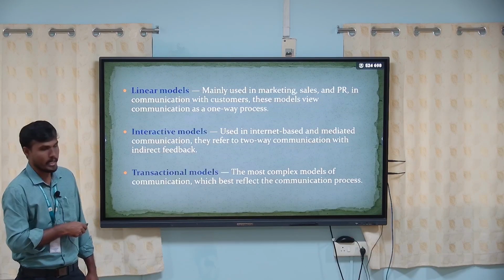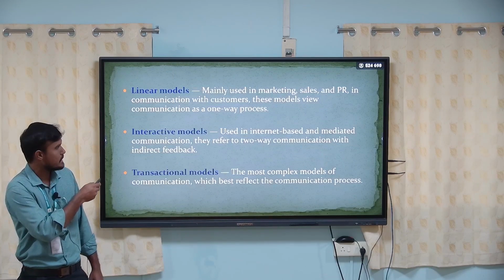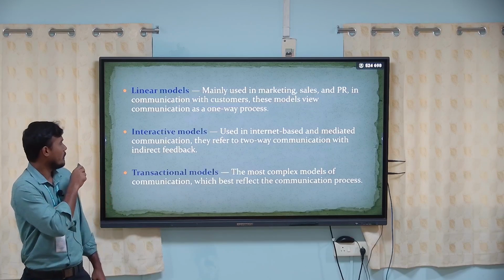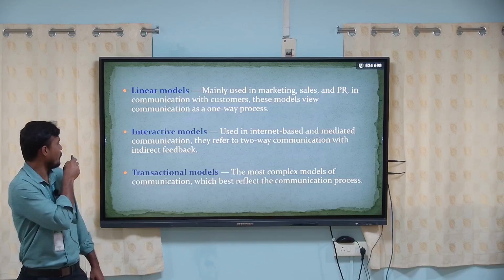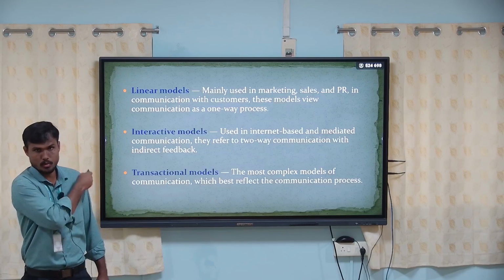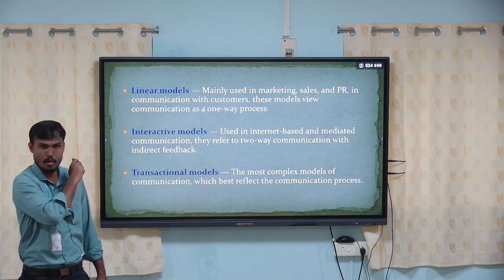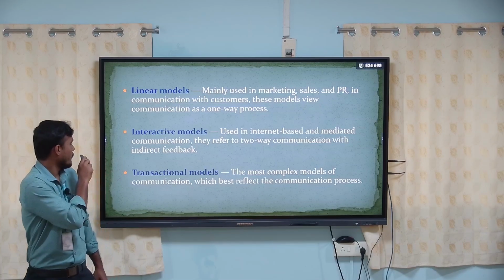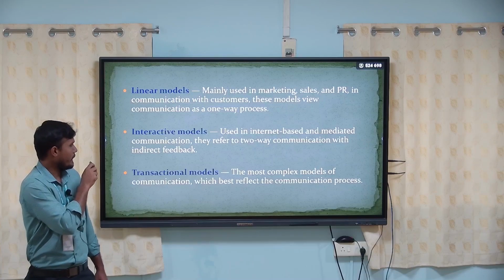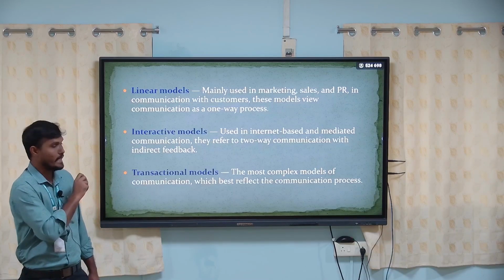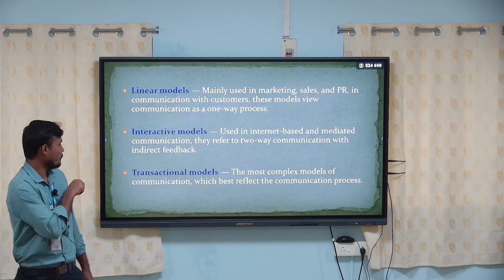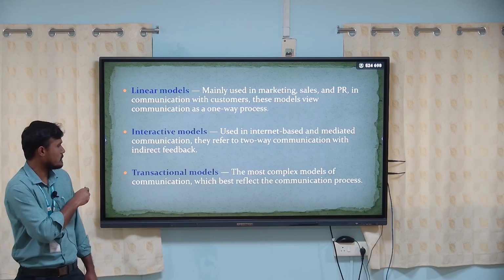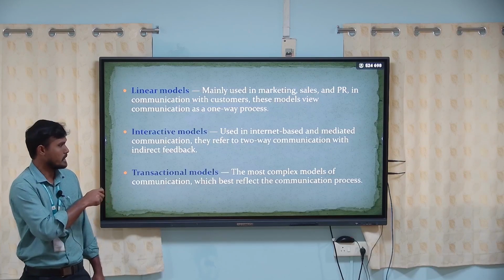The linear model of communication is mainly used in marketing, sales and public relations, in communication with customers. This model views communication as a one-way process. As I already told you, the linear model is a one-way communication process. Then interactive models are used in internet-based mediated communication. They refer to two-way communication with interactive feedback. Then the transactional model is the most complex model of communication, which best reflects the communication process.